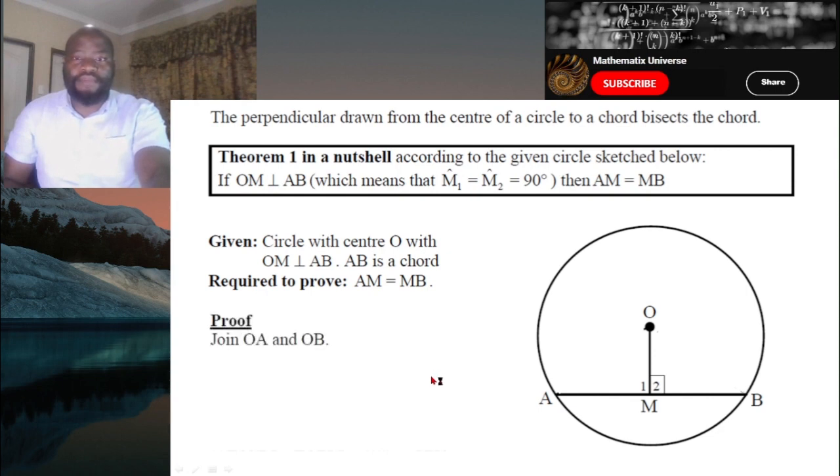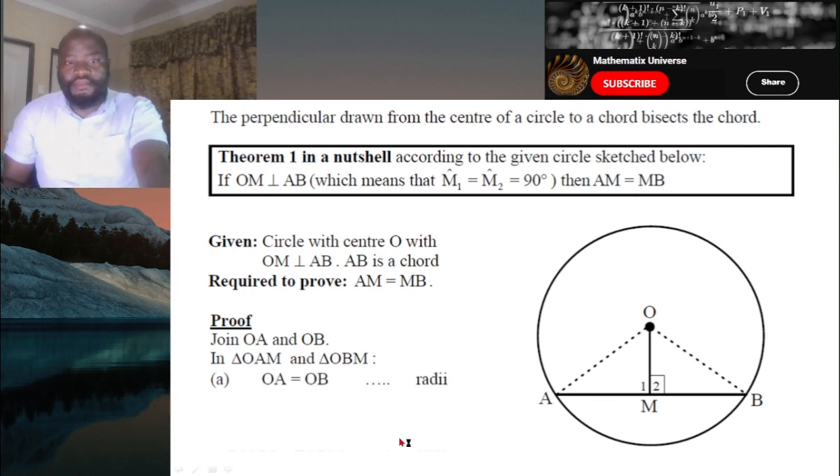Then we will start by constructing. We construct radii OA and OB. Then in triangle OAM, this triangle here, and triangle OBM, this triangle over here, we can say OA is equal to OB, they're radii.